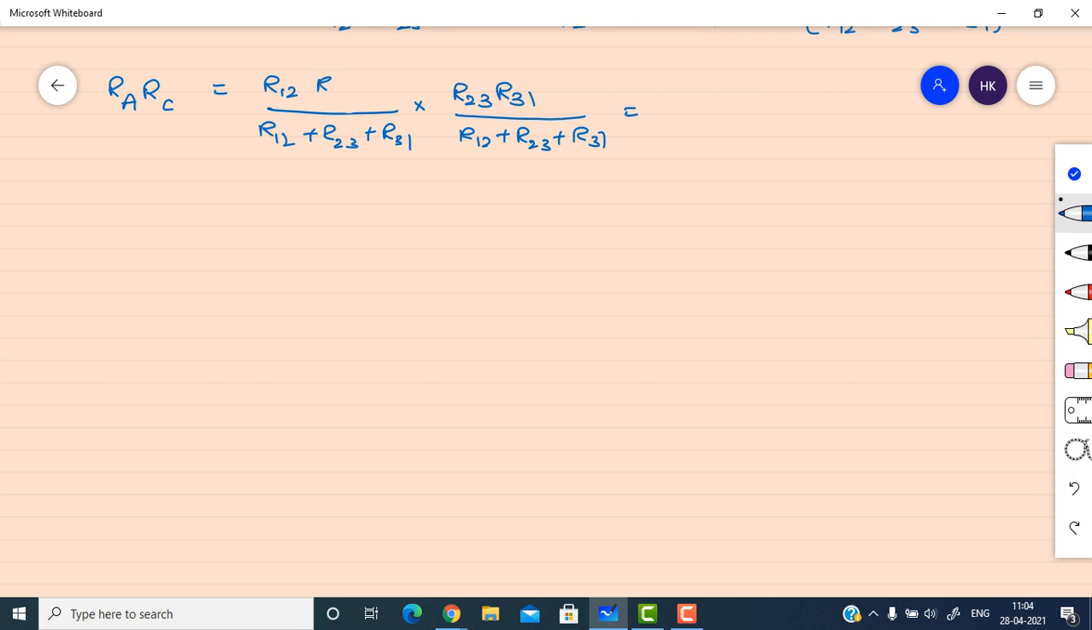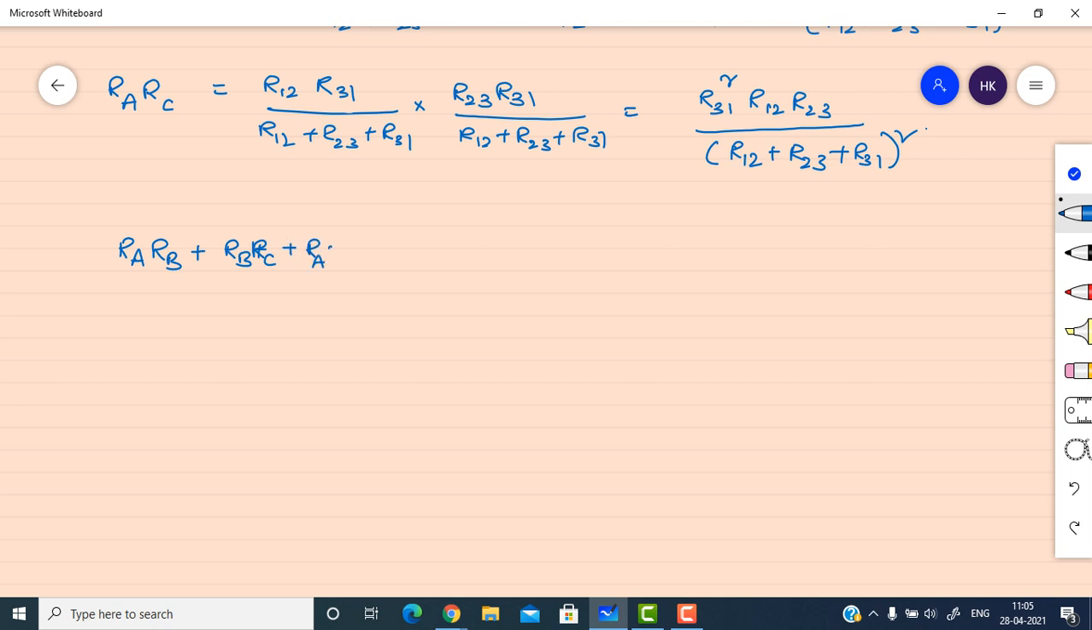RA equation R12 into R31. So in the numerator we have R31 square into R12 into R23 by R12 plus R23 plus R31 whole square. So now we got RARB, RBRC and RARC. Now what I am going to do is add all those: RARB plus RBRC plus RARC.